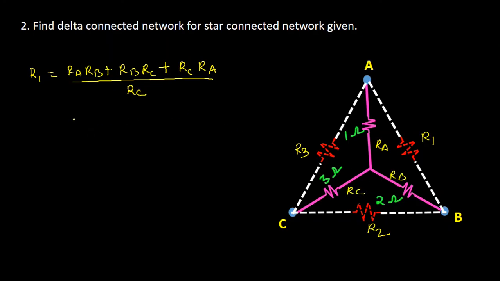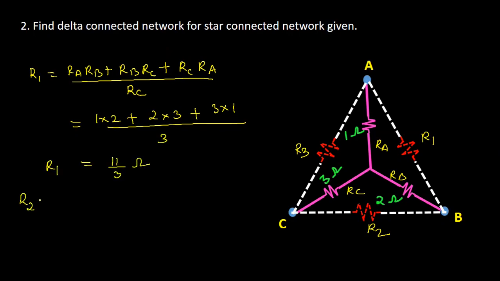Okay. So when we multiply RA RB, RA RB will be 1 into 2, plus RB into RC which is 2 into 3, plus RC RA which means 3 into 1, whole divided by RC. RC is equal to 3 ohm. So we get 11 by 3 ohm.